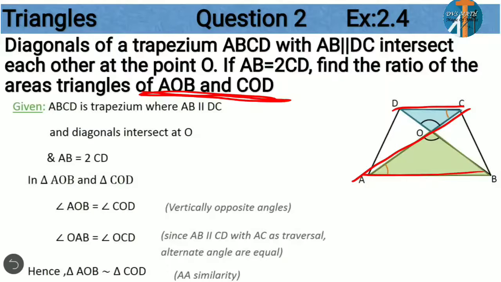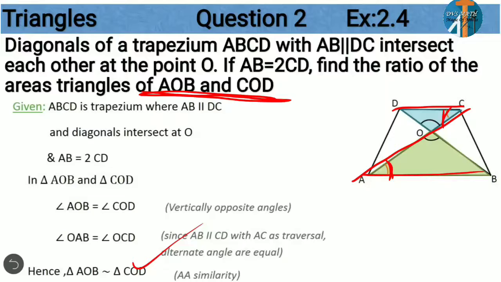That is, angle OAB is equal to angle OCD. They are alternate angles. As you all know, in any two triangles, if at least two angles are equal, then by AA similarity the two triangles are similar. That is, triangle AOB is similar to triangle COD by AA similarity. Now we got that the two triangles are similar.